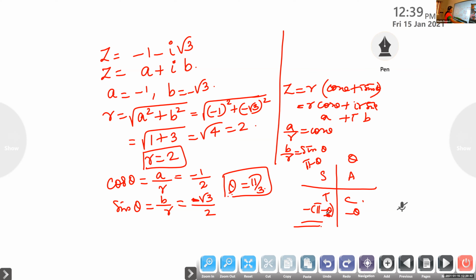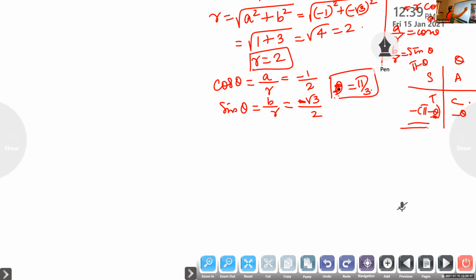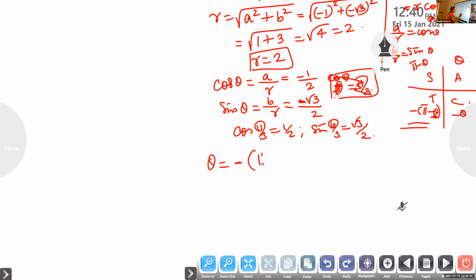Okay, if you want, don't write this as theta. You write this cos theta. Cos pi by 3 is 1 by 2, and sin pi by 3 is root 3 by 2. Once you fix this, what is theta? Theta is minus of pi minus pi by 3, minus of pi minus theta. So it is 3 pi minus pi, it is 2 pi by 3. So theta is minus 2 pi by 3.